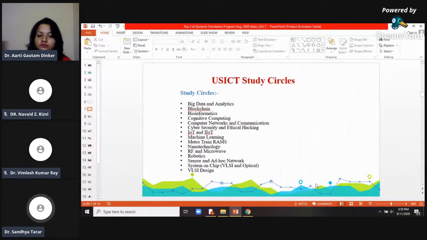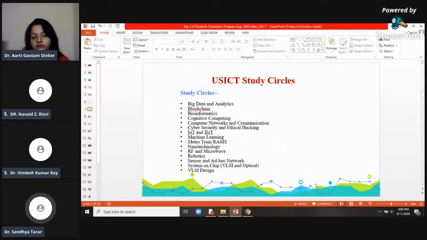Then cognitive computing is very important, and it is dependent on big data again, because we need that amount of data so that we can derive patterns and do those kind of computing. Computer networks and communication is the key of any infrastructure. Without communication, nothing is possible. So that is one of the study circles, a very important one.